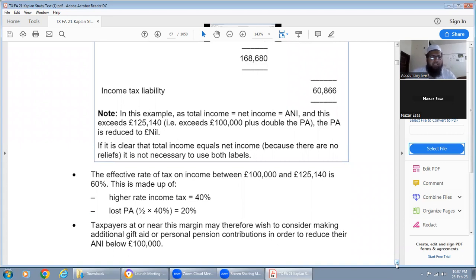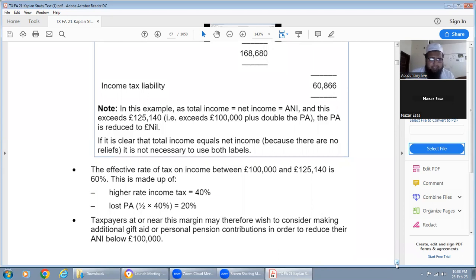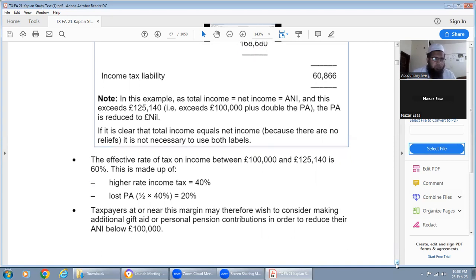Taxpayers at or near this margin may therefore wish to consider making additional gift aid or personal pension contributions in order to reduce their ANI below 1 lakh. So for tax avoidance, he can consider making additional gift aid or personal pension contributions to reduce his ANI. He can plan for this if he wants to reduce tax.